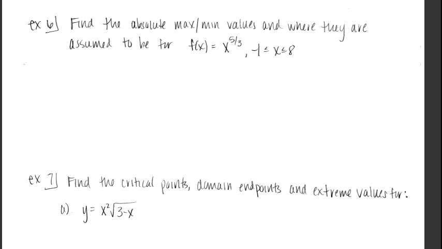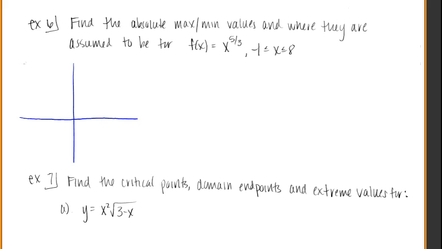Example 6. We want to find the absolute max and min values and where they are assumed for this function. What I would do, just like we've been doing in the past, is start by looking at a graph, especially since we have an interval, -1 to 8. X to the 5/3 is just the cube root of x, then all of that to the 5th.